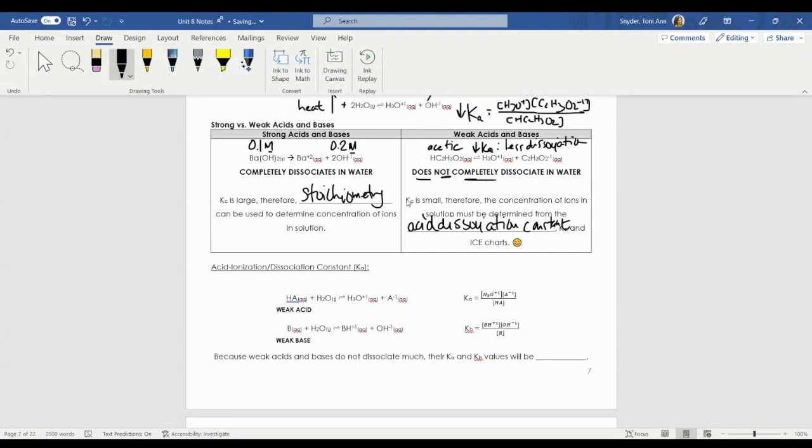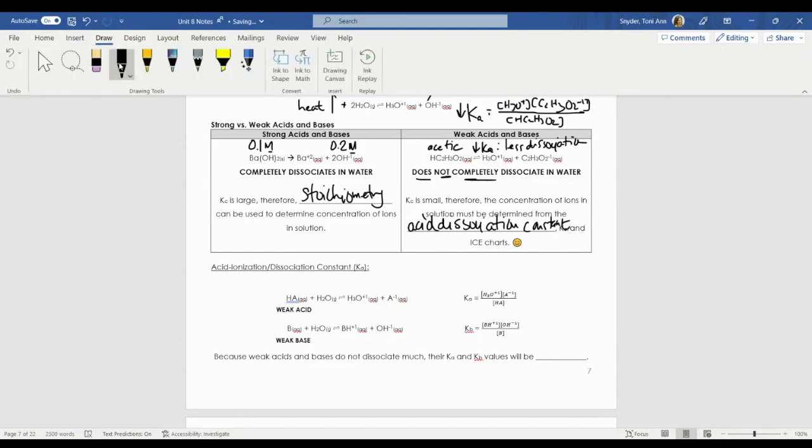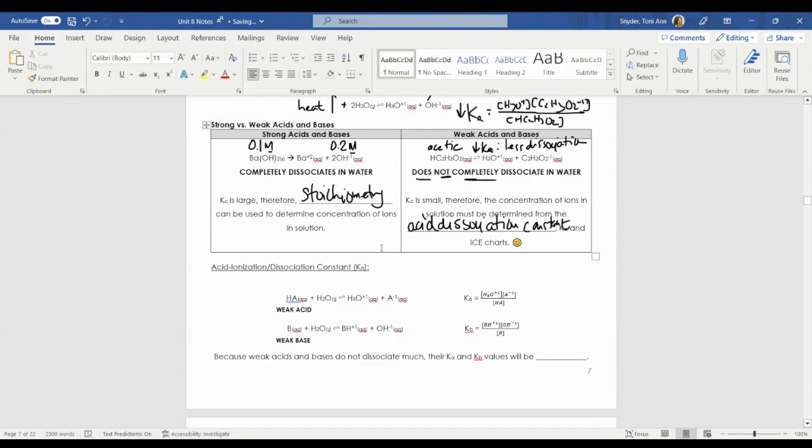So the Ka value, let's get this written down here, acid ionization or dissociation, you could say either of those phrases, is defined as the equilibrium constant for the dissociation of a weak acid.